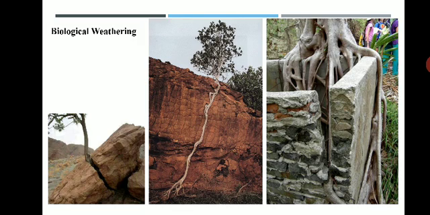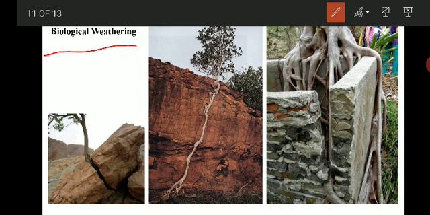Okay, then one more category you can separate out. Actually it is physical weathering, but you can call it biological weathering because the plants and animals are involved in the process. So they are categorized as biological weathering. So what is meant by biological weathering? Wherein the roots of the plants or the animals accomplish a considerable amount of rock disintegration.